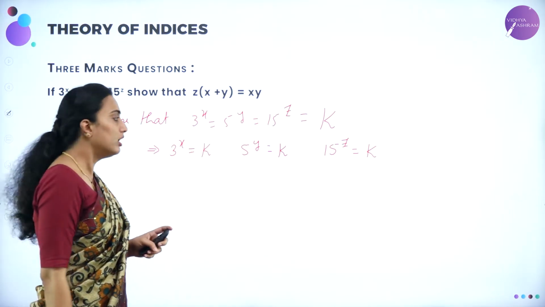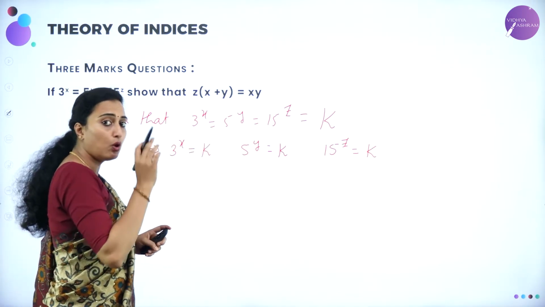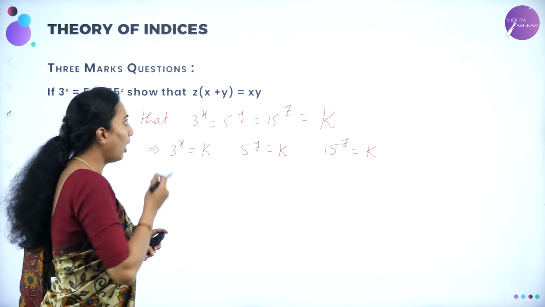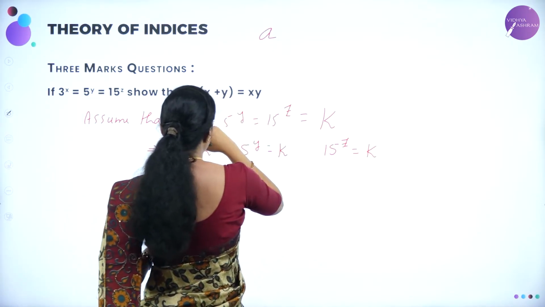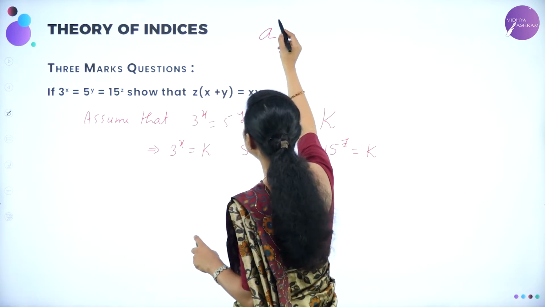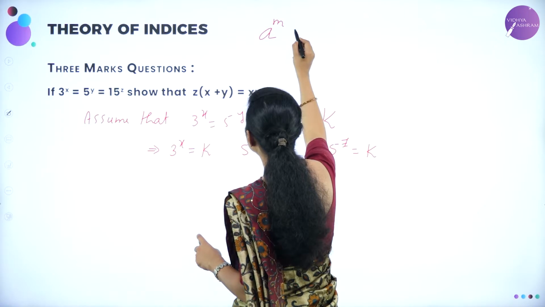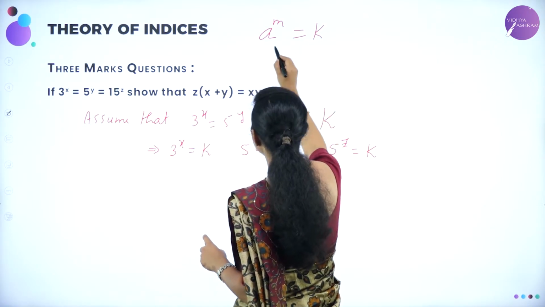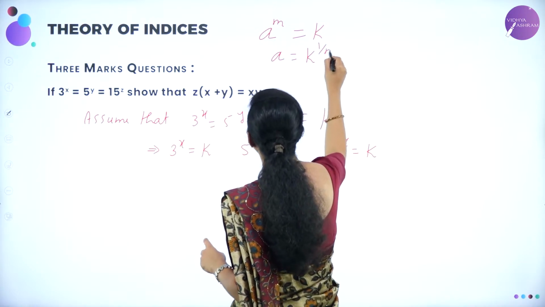Okay. Here, if I am going to take this power to that side, it will become 1 by. Okay. So how am I going to write it here? According to this formula, I am going to use it as: a power m is equal to k means I can write a is equal to k to the power of 1 by m.